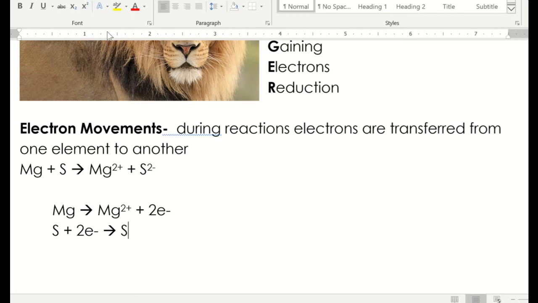and becomes sulfur 2-. So remember from a while ago, when you gain electrons, you become more and more negative. When you lose electrons, you become more and more positive because you're getting rid of the negativity. So when thinking about this, we think of Leo the lion says GER. Magnesium lost electrons, so that's oxidation. Sulfur gained electrons, that is reduction. And you can use RED for short or OX for short, just to save on time.